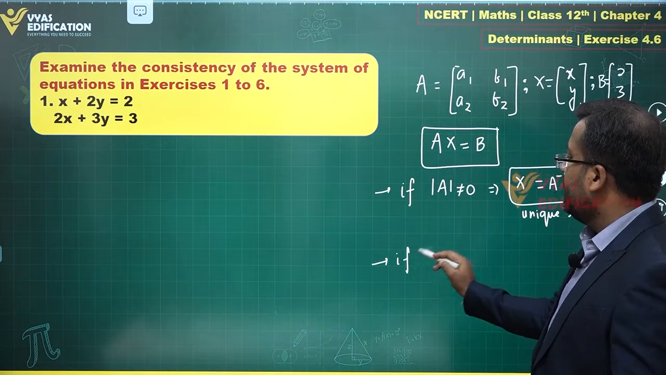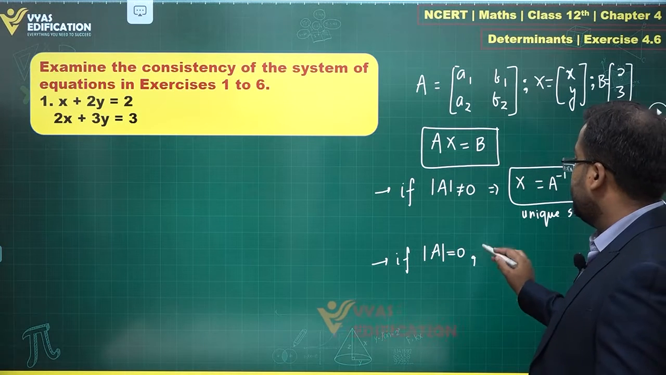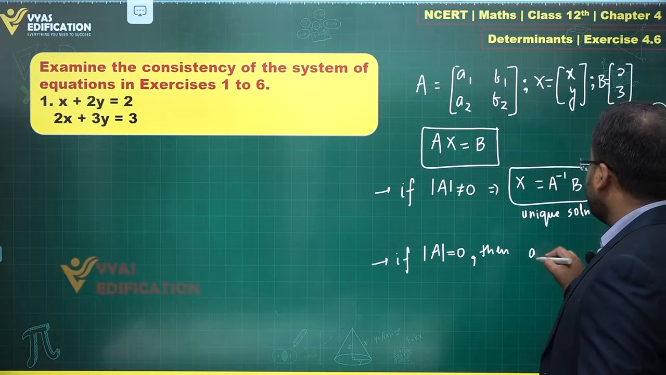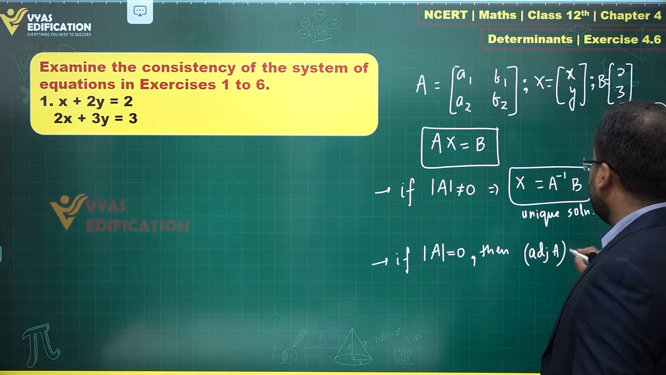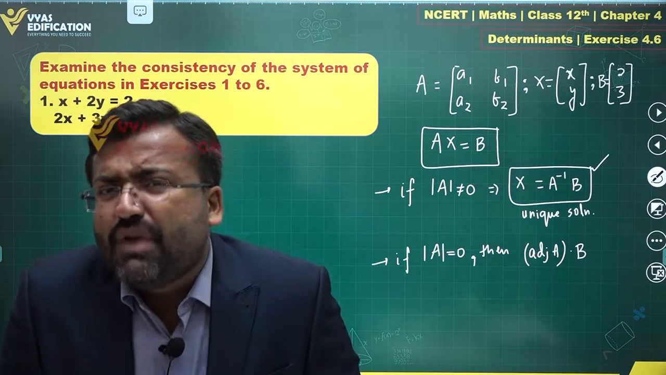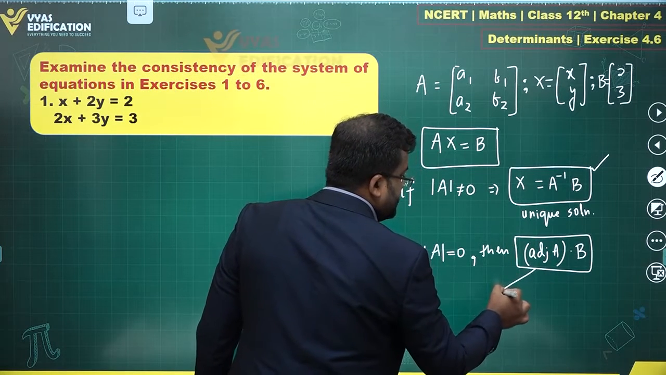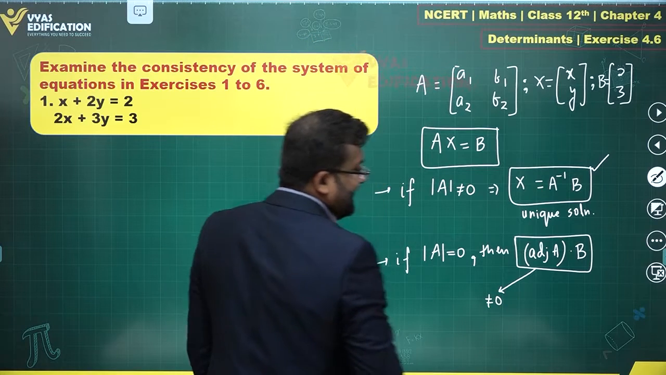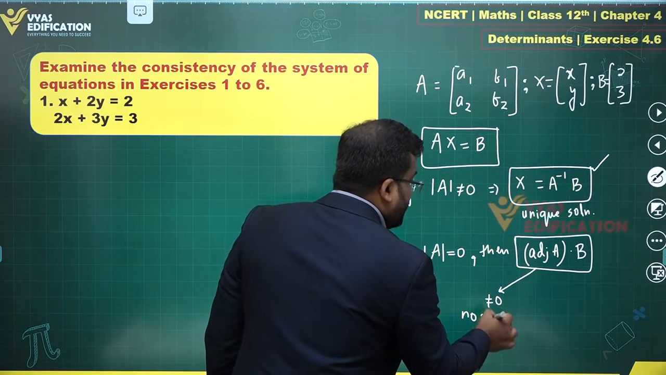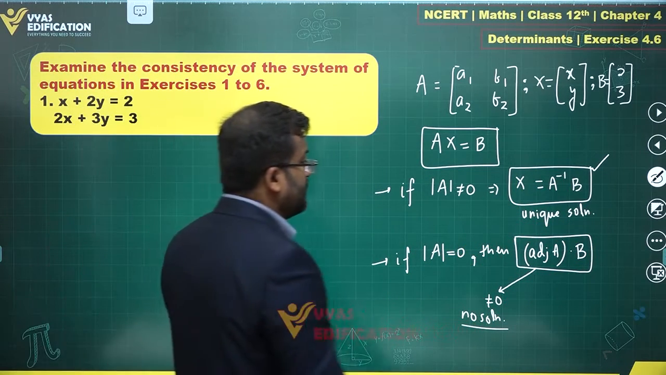Now, if determinant of A is equal to 0, then there's something else that you need to find and check first of all. Something else implies you have to check adjoint of A times B, this particular expression. Now this particular expression may not be 0 or it may be 0. If this expression is not equal to 0, then you can directly comment that the system of equations will not have any solution. The system of equations has no solution.